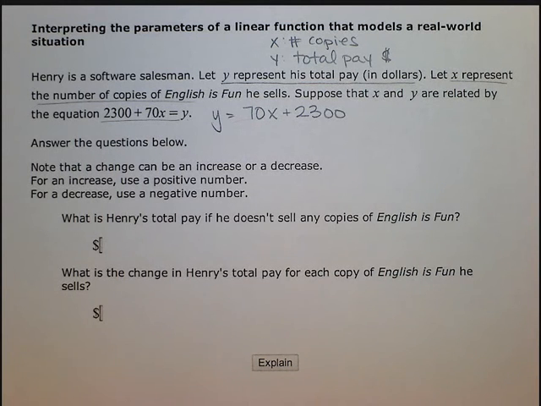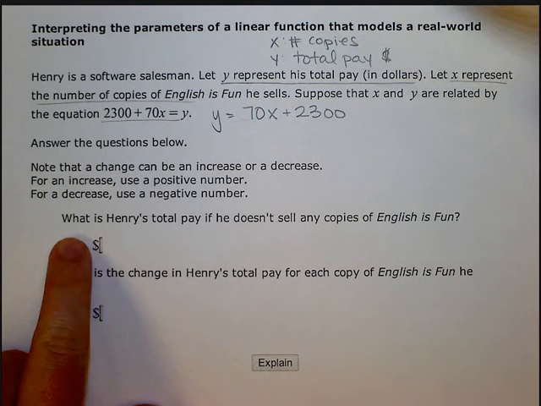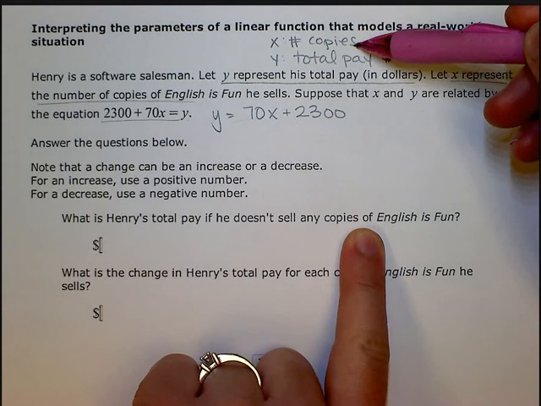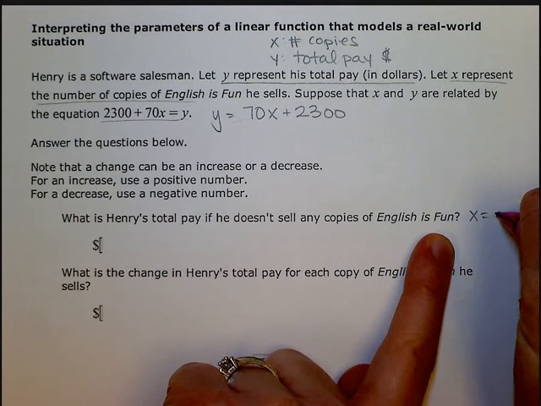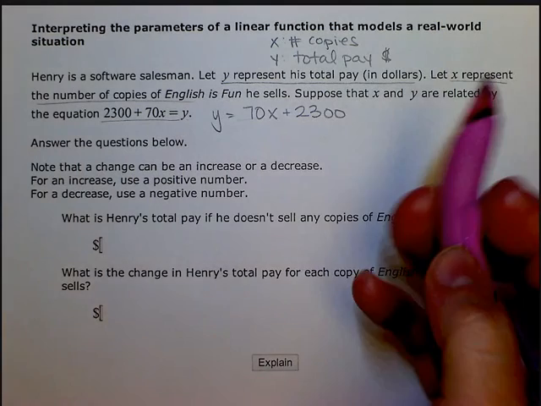So we know, again, this is why writing down what our x and y represent is helpful. We know x is a number of copies. So this is saying if he doesn't sell any copies, or if there are 0 copies, so in this problem x equals 0. And I want to know what his total pay y is. So I'm going to go ahead and plug x is 0 into my equation.